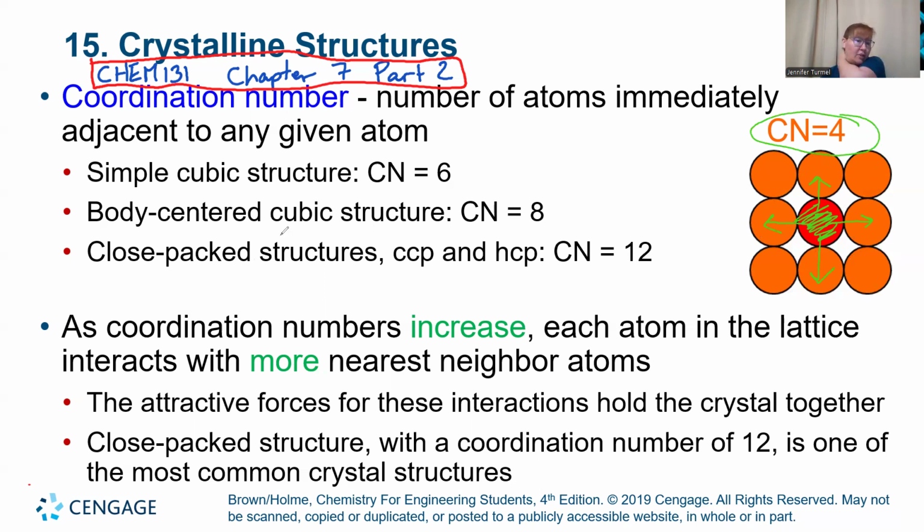Okay, so one of the things that you'll need to know is that a simple cubic structure has a coordination number of 6. A body-centered cubic structure has a coordination number of 8, and a close-packed structure, either CCP, cubic close packing, or HCP, hexagonal close packing, has a coordination number of 12.